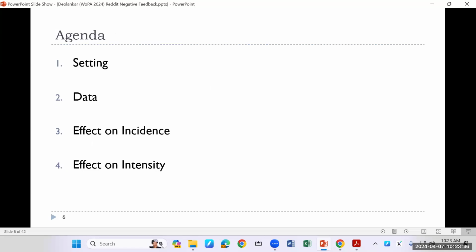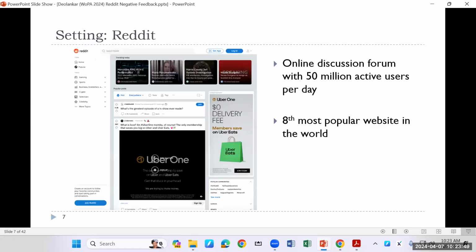Now, the way I've structured the rest of the talk is first, I'll give some background about Reddit, introduce some terminology, just so that you and I are on the same page. Then I'll talk about our data and some important features of our data set, and then I'll talk about our analysis and our findings.